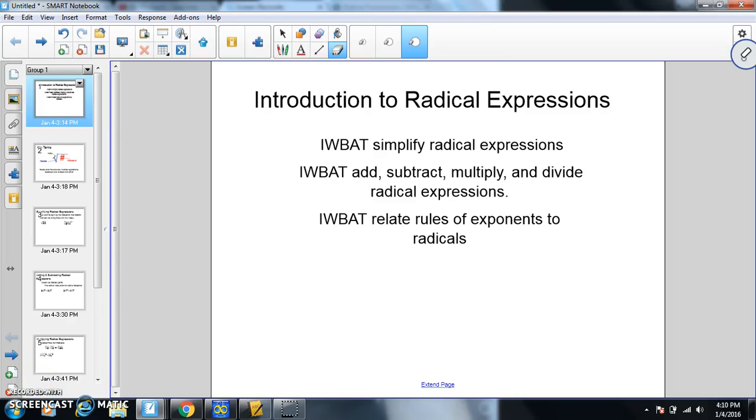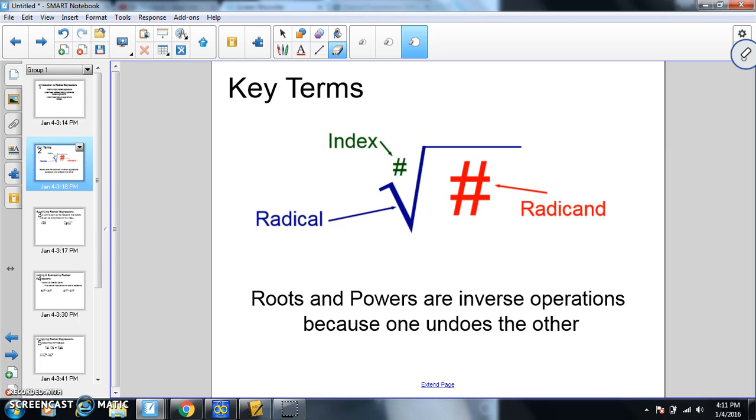Hey guys, today is our introduction to radical expressions. So we will be able to simplify radical expressions, add, subtract, multiply, and divide radical expressions, and relate the rules of exponents to radicals. So first we're just going to talk about the key terms in a radical.